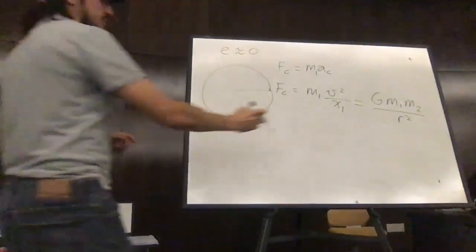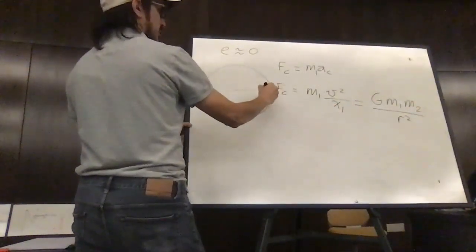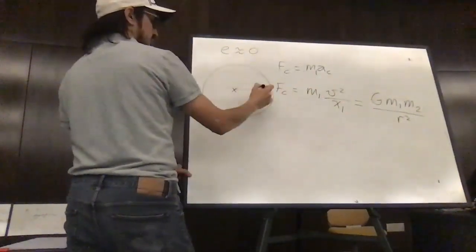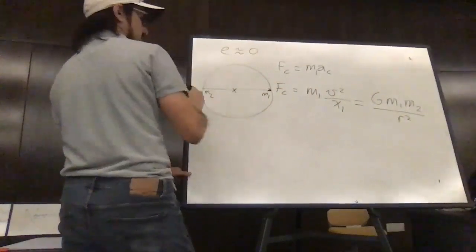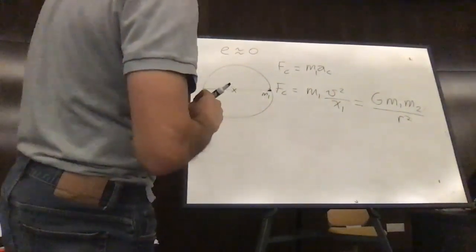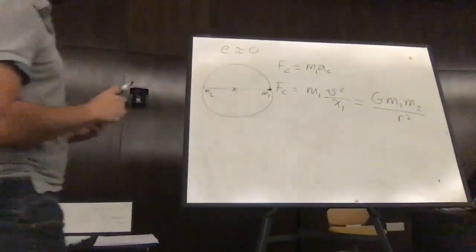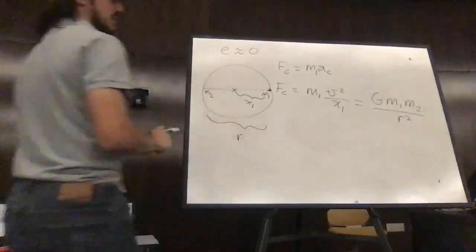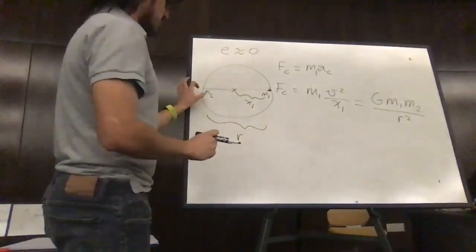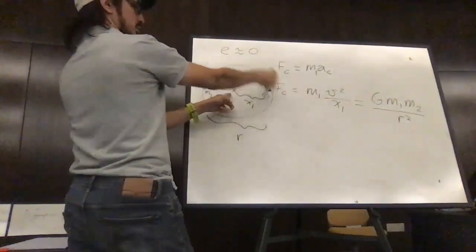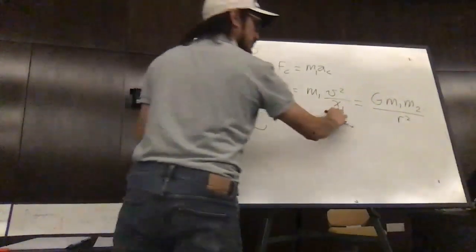So this x1 is the distance from where m1 is located and the center of mass, and this r is the distance from m1 to m2. No, no, this one in here is x1. And this whole thing is r. Right, so this other mass is the one that is providing the force, so it's rotational force. But it is rotating about the center of mass. So that's why these two are different.